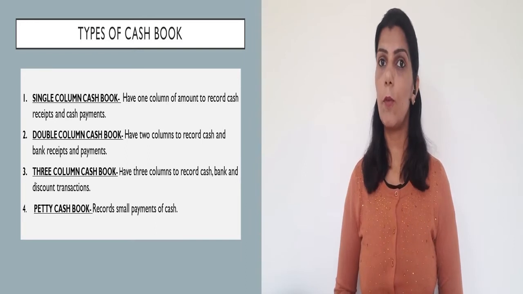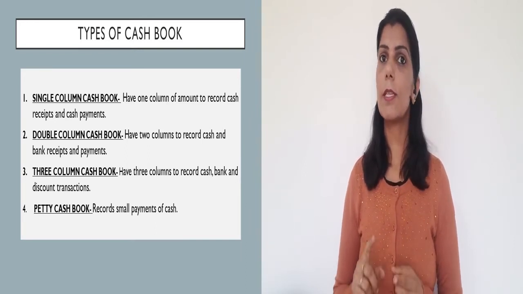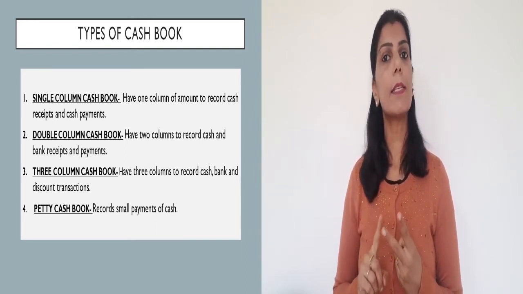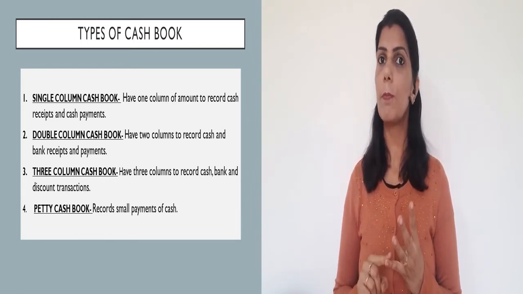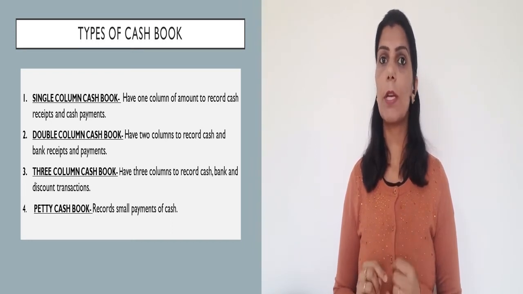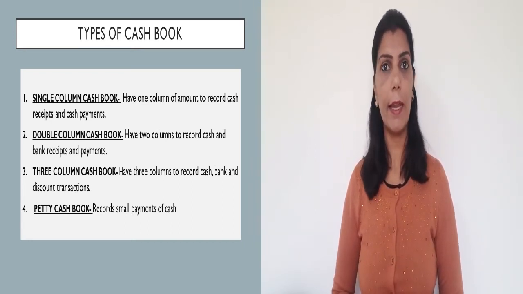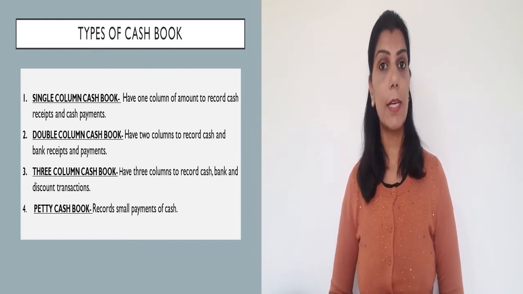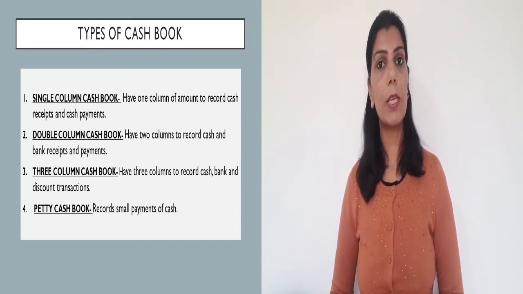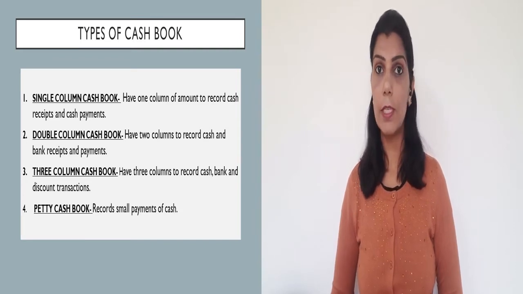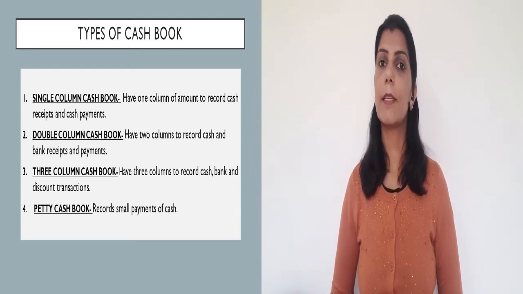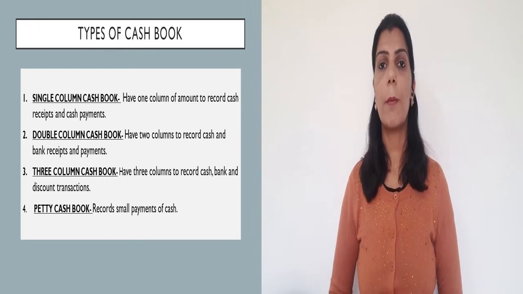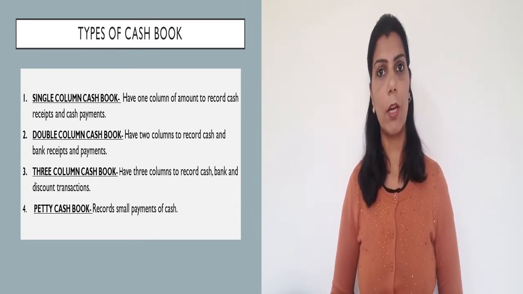And there are basically four types of cash book. First is single column cash book, second is double column cash book, third is three column cash book, and fourth is petty cash book. Now, cash book is considered as both journal and ledger. So first, it is considered as a journal because transactions are recorded in it for the first time from the source document and then they are posted to their respective ledger accounts. And secondly, it is considered as a ledger account because it serves the purpose of cash account also.